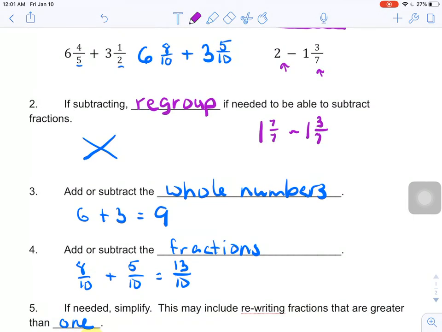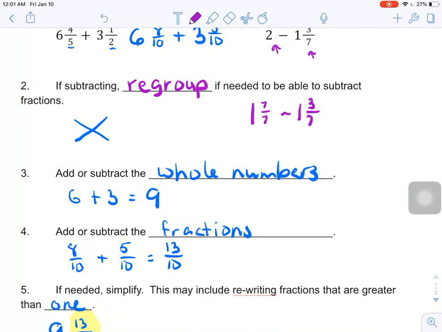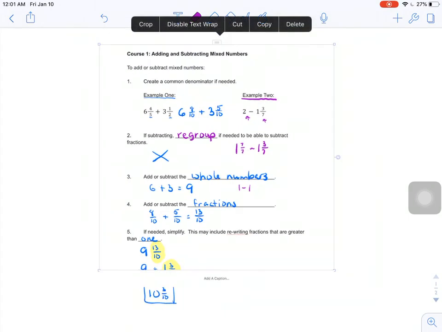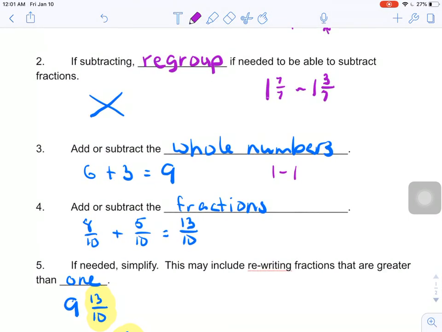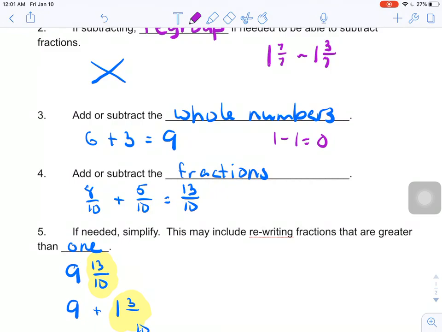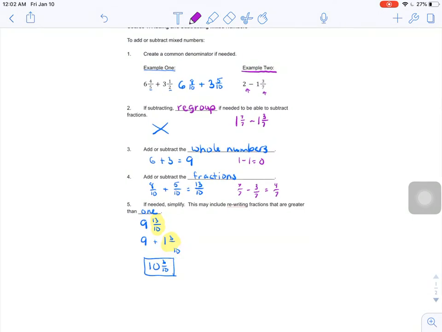So now we're going to go through our steps. So subtract the whole numbers. So 1 minus 1 is 0. Now we're going to go through and subtract the fractions. 7/7 minus 3/7. That's why we did the regrouping, so we have fractions to subtract now. 7/7 minus 3/7 is 4/7.